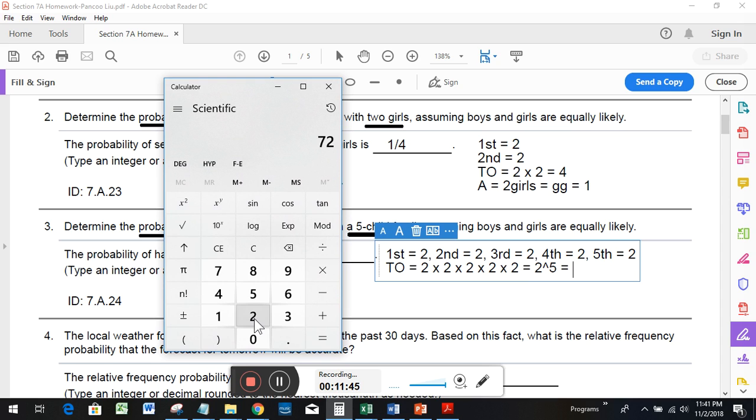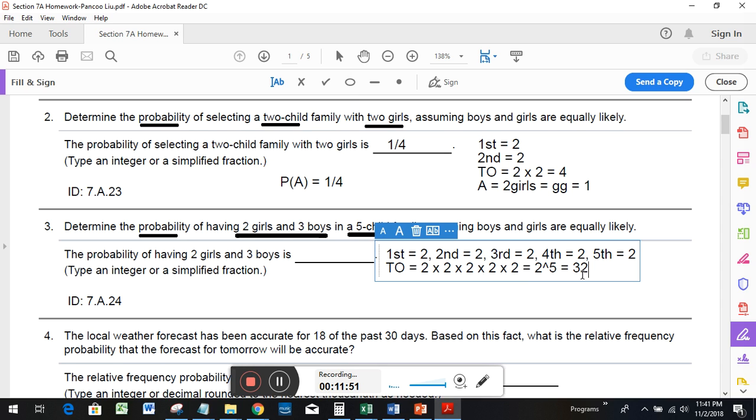So 2 to the 5th power is 32. So we have a total of 32 possible combinations. However, all we want is the event of having 2 girls and 3 boys. So we need to list all the possible combinations. Now, there's no easy way of doing this. You have to sit down and list the possible combinations.